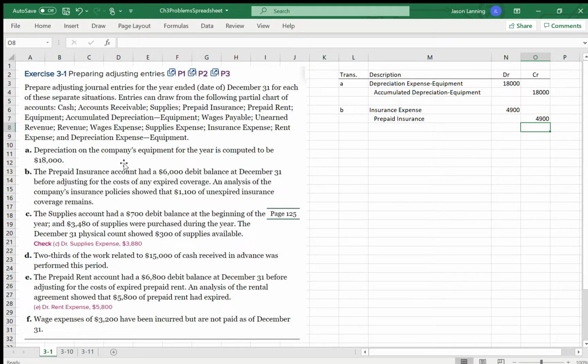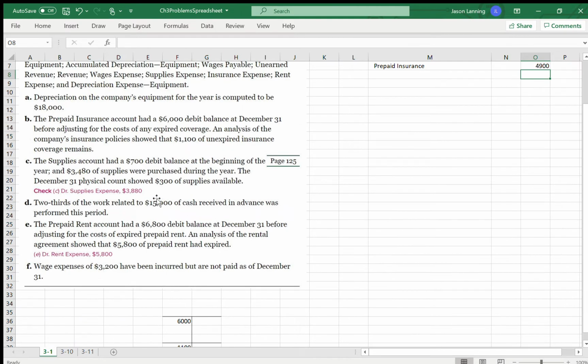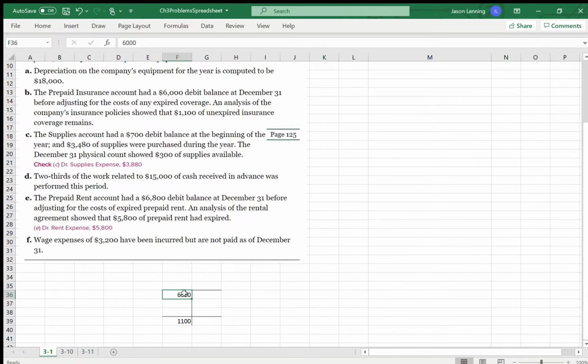So that's B. C, we have supplies account had a $700 debit balance at the beginning of the year, and $3,480 of supplies were purchased during the year. The December 31st physical count showed $300 of supplies available. They cheat here, because they say you should debit supplies expense for an amount. But let's look at how this works. We'll pretend this is the supplies account in our little T account. There's a $700 debit balance at the beginning of the year, and $3,480 of supplies were purchased.